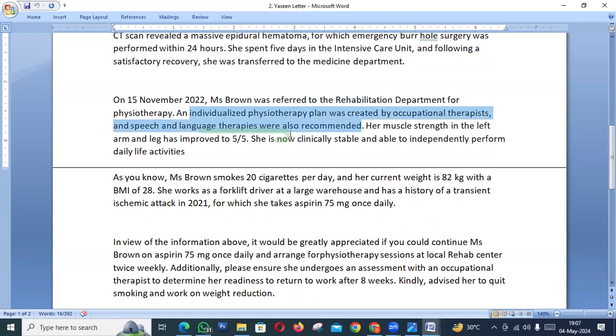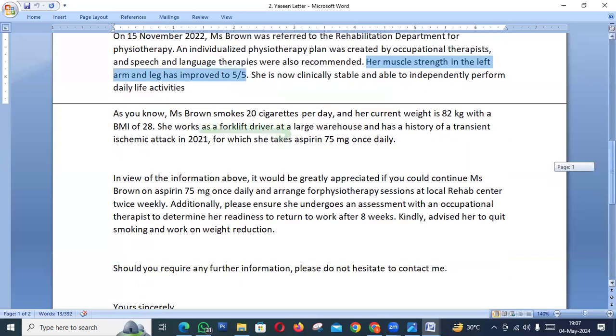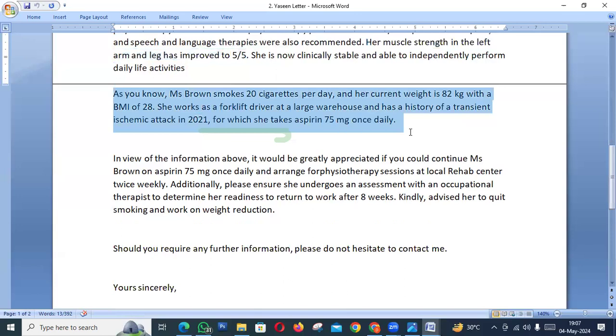Her muscle strength in the left arm and leg has improved. This is a mistake. No, we don't know. You started about 15th of November, and now you are talking. We don't know this is about today's visit, or you are still in the 15th of November. So this is grammatically vague. I would not know this is today's visit or 15th of November. Okay, be careful. She is economically stable and able to independently perform daily life activities. As you know, we don't need all this information. Just skip it.